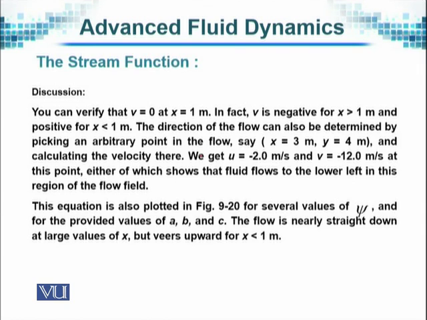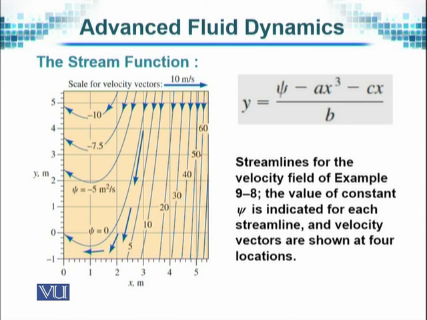Now we need to plot this diagram for different values of psi and see how it looks. If we write y is equal to psi minus ax cubed minus cx over b, then we keep giving different values to psi and we will have different values of y. We plot that, and we see that this is how the psi function will look. This is how the streamlines of the flow field that has been given to us will look.